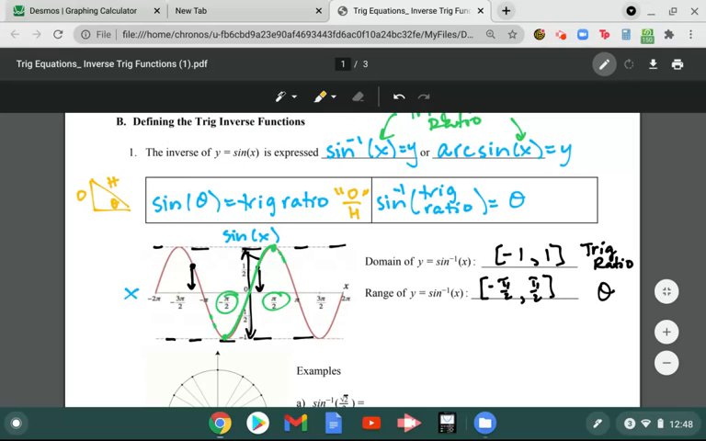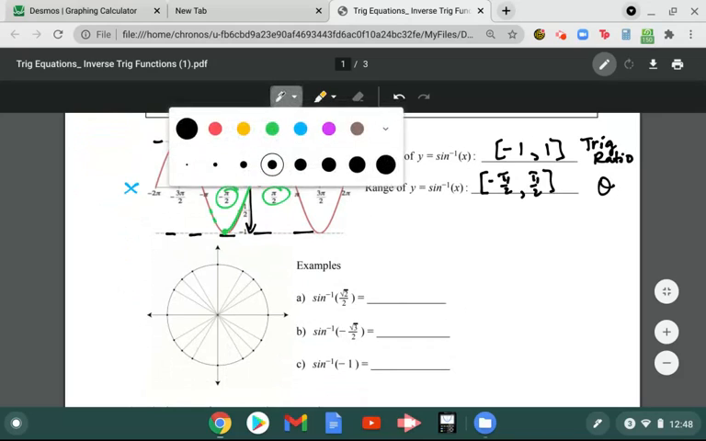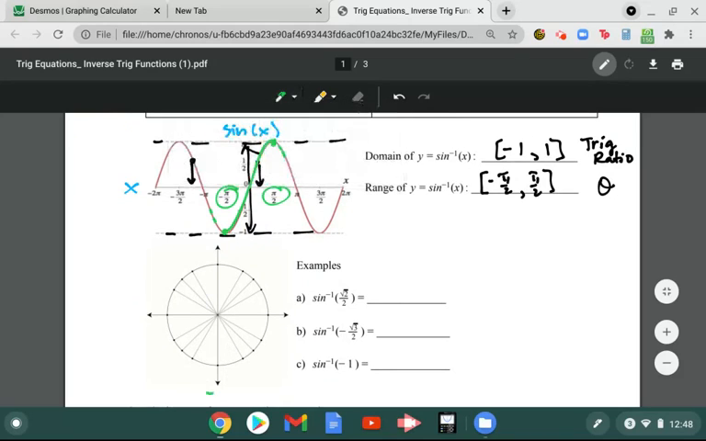I think a really nice way to look at this is on the unit circle instead. On the unit circle, -π/2 is here on the negative y-axis. π/2 is up here on the positive y-axis. Sine values are y values on the unit circle. So we're really limiting these from y-axis to y-axis. What I've drawn in green there are the possible outputs, or the range, of sine inverse.